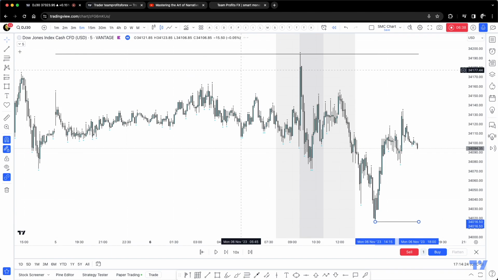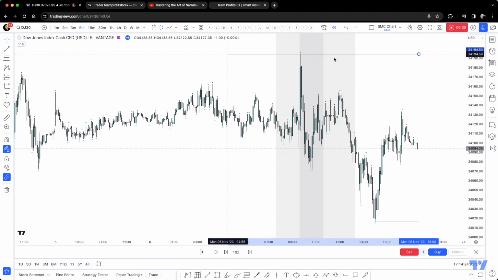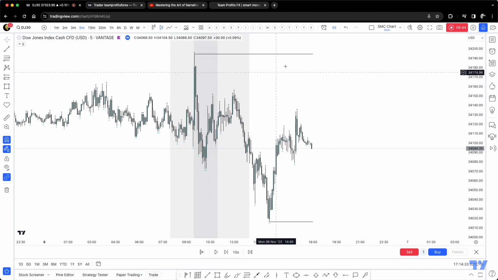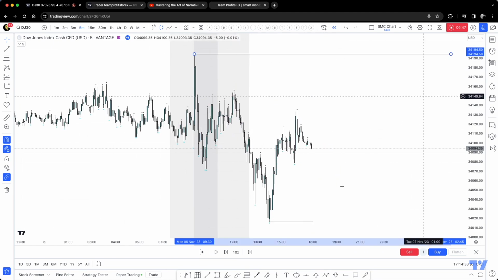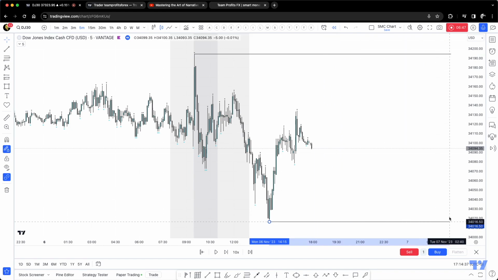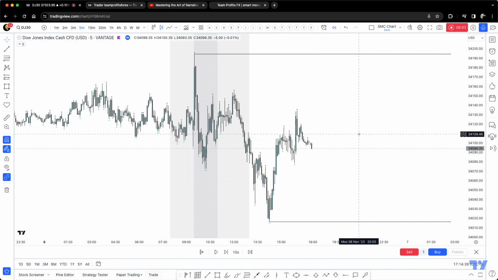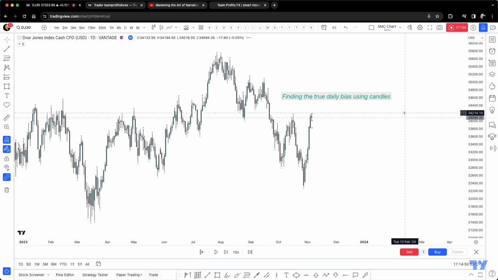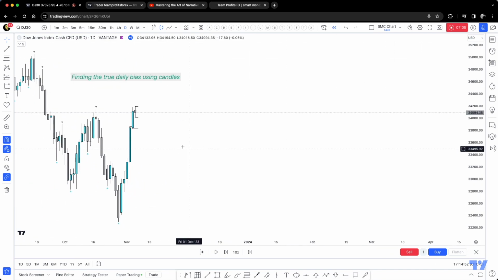This is the low that I just marked up on the daily, right? Now this is the daily high right here. And this is the daily low. So technically, based on what I saw already on the daily, what's my idea for today? What's my bias for today when I'm scalping? My bias is bearish based on what I saw on the daily candle, right?